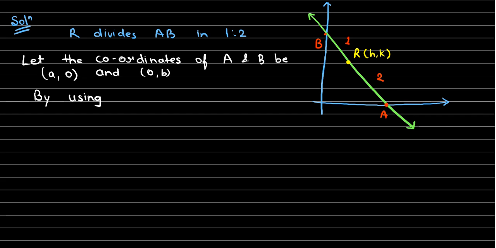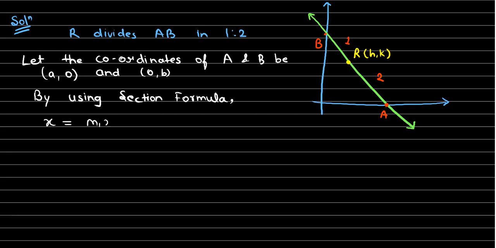Angelina, do you remember the section formula? What was the formula to get the coordinates of the point which divides the line in the given ratio? Kanishka, do you remember? Yes, it was given by x is equals to m1 times x2 plus m2 times x1 over m1 plus m2.